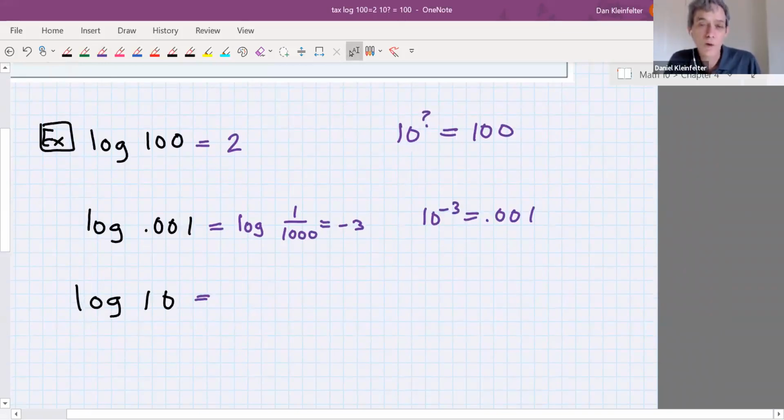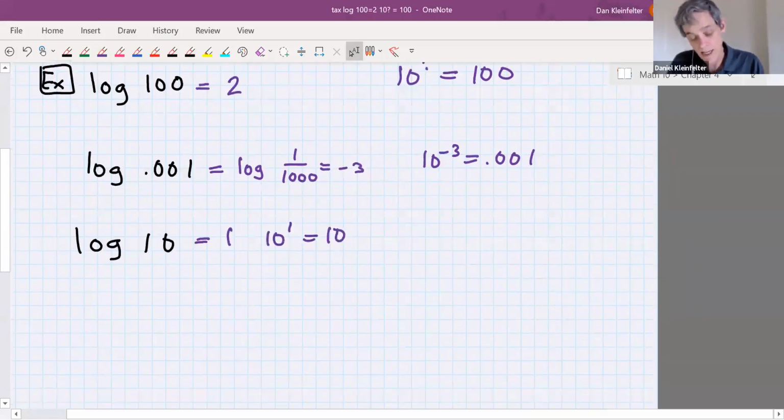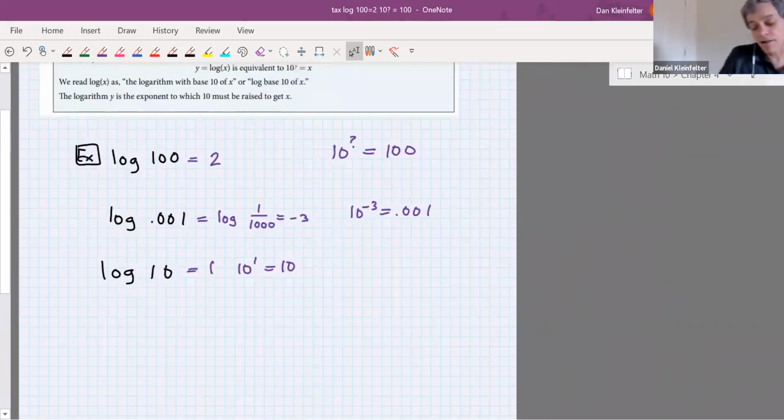Okay, of course, the common logarithm of 10 is going to equal 1 because 10 raised to the first power equals 10. Okay, that's the common logarithm. Like I'd said, more on that in a little bit.